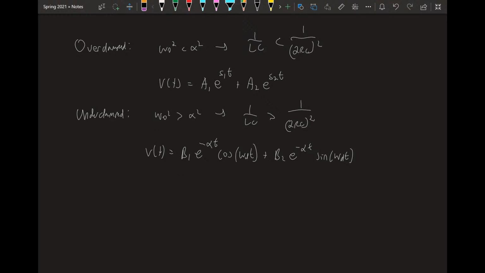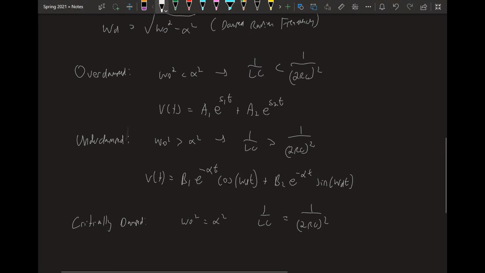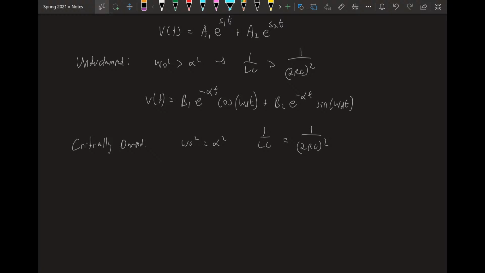And the third and final response is critically damped. So if the roots are equal, or W naught squared equals alpha squared, or 1 over LC equals 1 over 2RC squared, then it's critically damped. And the solution is then V of t equals D1t e to the negative alpha t plus D2 e to the negative alpha t. And once again, you're solving for D1 and D2.